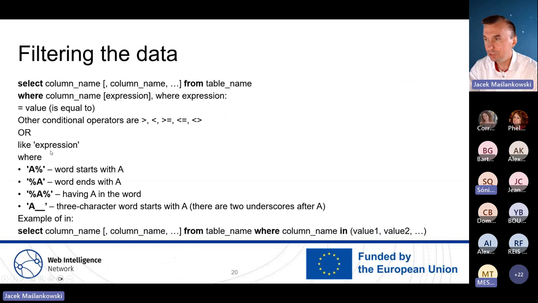And of course, different. But we can also use the like expression. And if we are using like, we can use some kind of patterns. It's not a regular expression because it looks quite different. For example, A percent means that the word starts with A. Percent A, the word ends with A. Percent A percent, having A in the word. And A underscore underscore, a three character word that starts with A. There are two underscores after A, yes? Three character word starts with A.